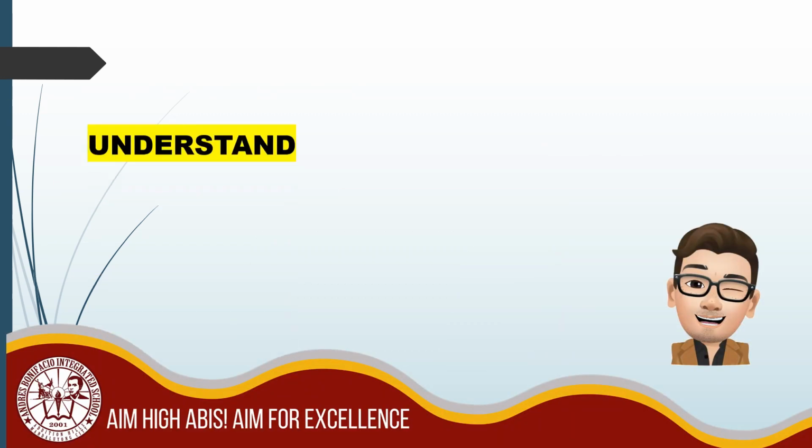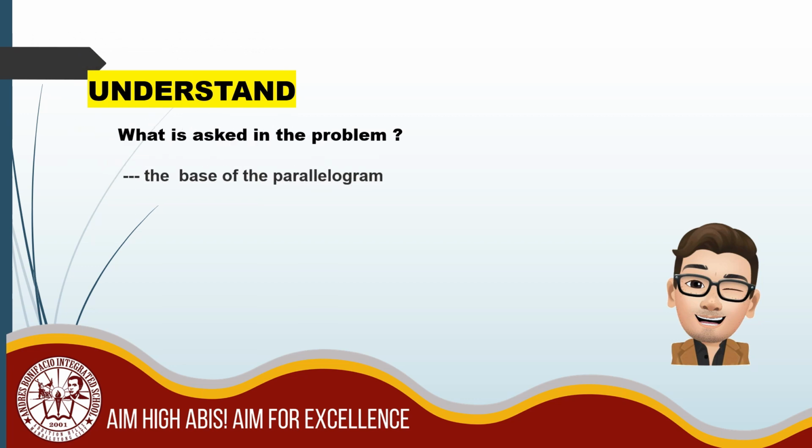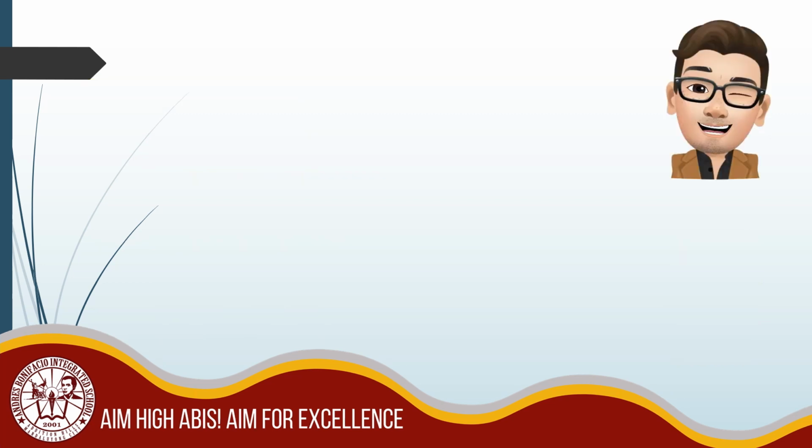And now let us try to understand and analyze the problem by identifying what is asked in the problem. The problem asked for the base of the parallelogram. And what are the given facts? We have base is missing, height is 18 meters, and the area of the parallelogram is 432 square meters.